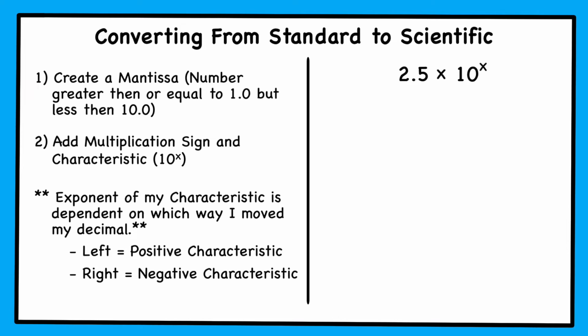In this case, we moved our decimal place 3 places to the left, so our exponent should be a positive 3. This means 2,500 in scientific notation would be 2.5 times 10 to the positive third power. Let's do one more. This time, let's do the number 0.000543. To make this a mantissa, we're going to have to move our decimal place 4 spots to the right. This would make our scientific notation 5.43 times 10 to the negative 4th power.